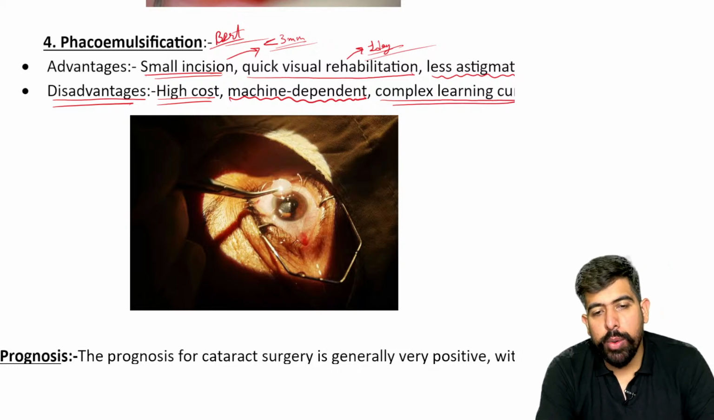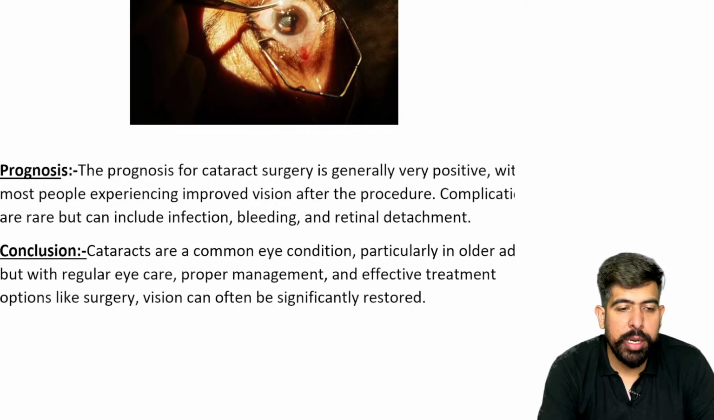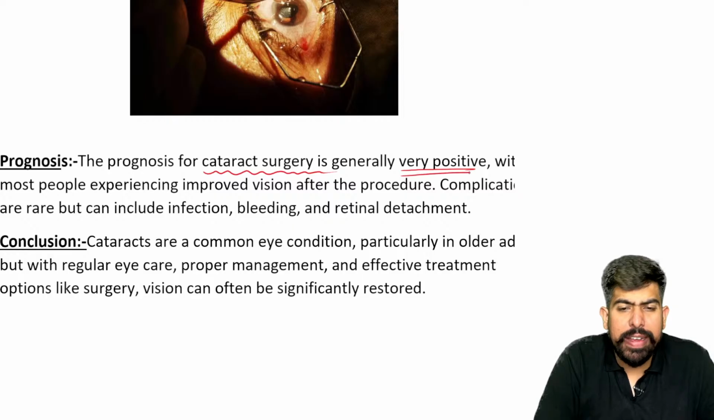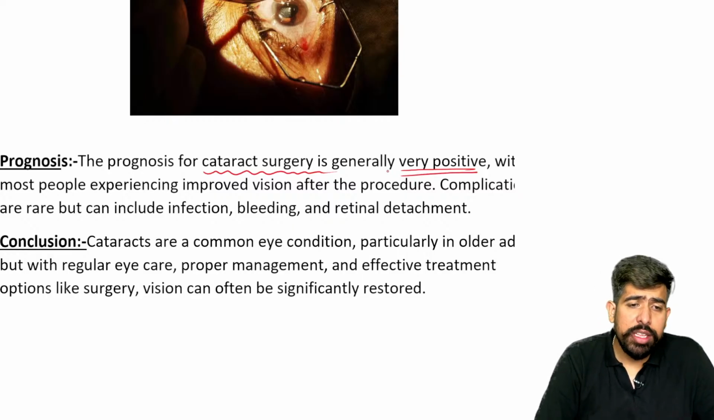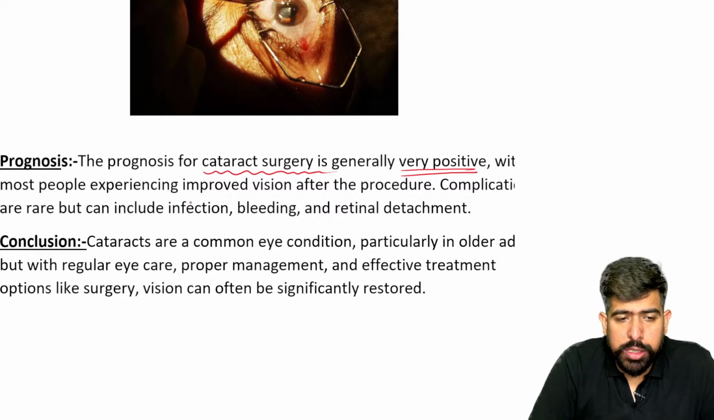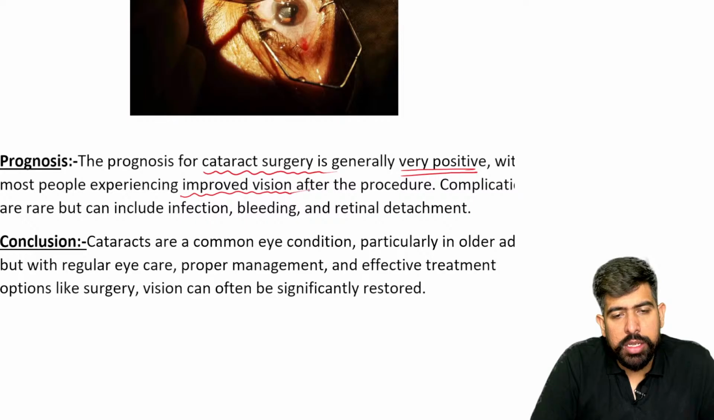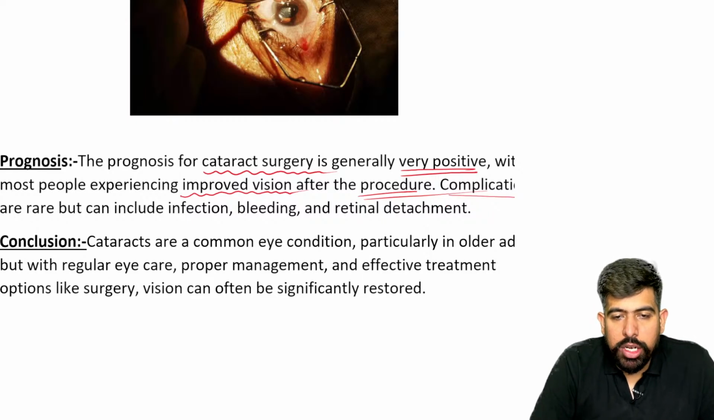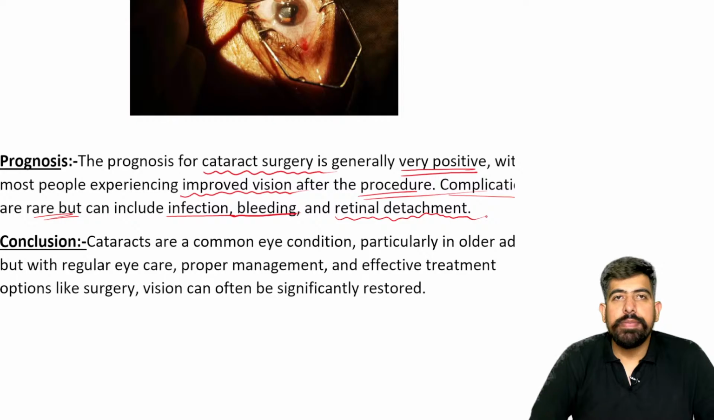Now, what is the prognosis of cataract? Please remember about it. The prognosis of cataract surgery is generally very positive. It means we do the surgery, and the patient gets vision after the procedure. Most people experience improved vision. Complications are rare, but infections, bleeding, and retinal detachment can cause a poor prognosis of these surgeries.